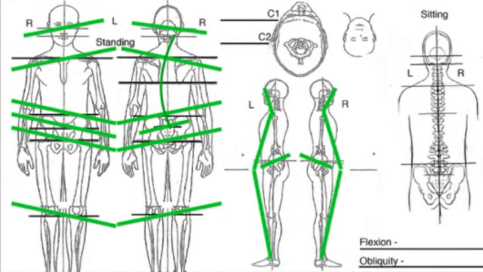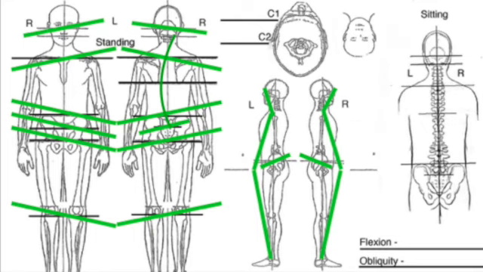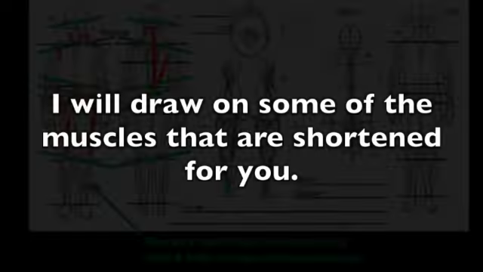This chart has shown me exactly which bones are in the wrong place, so I know which muscles are tight or short and pulling these bones in this position. I will draw on the chart some of the muscles that would be causing this distortion.